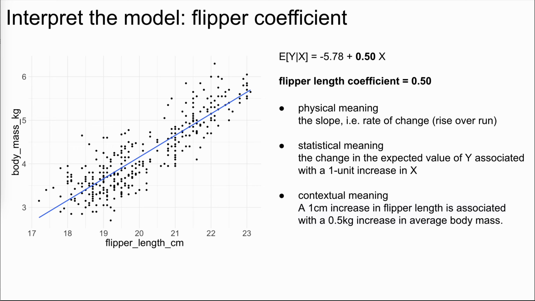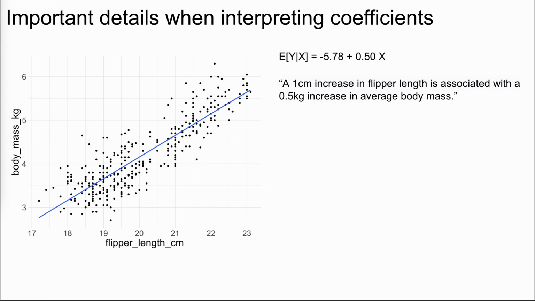Finally, translating our x's and y's to the penguin context, we conclude that a 1 centimeter increase in flipper length is associated with a 0.5 kilogram increase in average body mass. Our final contextual statement here demonstrates some important details when interpreting coefficients. First, it's important to include units. Our interpretation makes clear that we're measuring flipper lengths in centimeters and body mass in kilograms. Without this context, the slope value of 0.5 really means nothing.